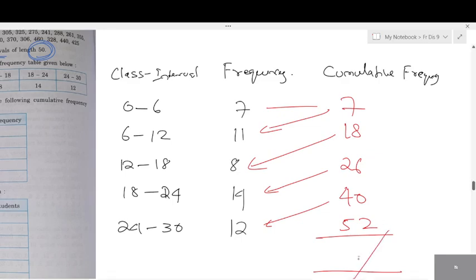No, then you don't need to add. Are the answers correct? 7, 18, 26, 40.